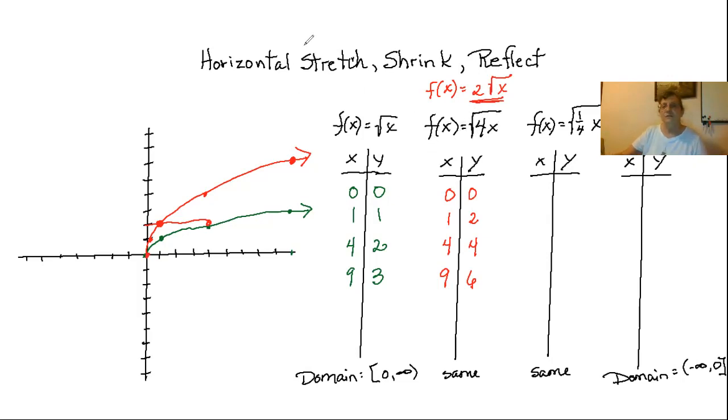Let's see what it would do with the 1/4 x. If I plugged in these same numbers, 1/4 of 0 is 0, square root of 0. 1/4 of 1 is 1/4, and the square root is 1/2. 1/4 of 4 is 1, square root is 1. 1/4 of 9 would be 9/4, the square root would be 3/2. So this would result in 0, 0, 1, 1/2, 4, 1, 9, 1.5.